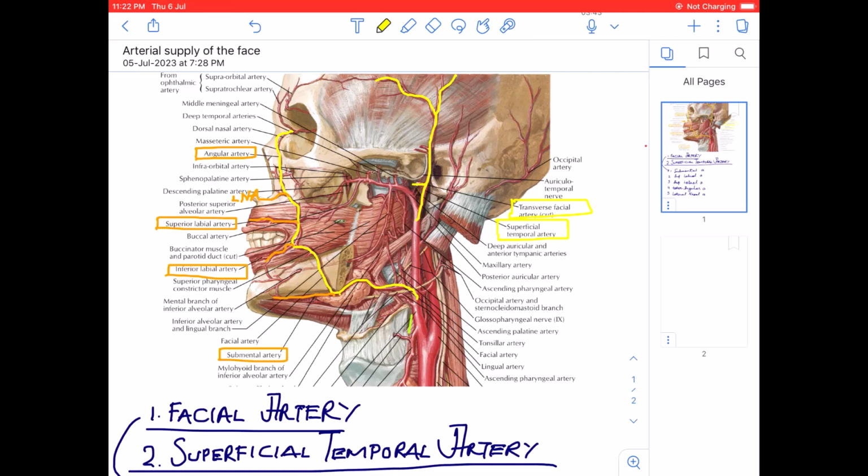Finally, the supraorbital and supratrochlear arteries are branches of the ophthalmic artery, and they supply the skin of the forehead. This brings us to the end of the arterial supply of the face.